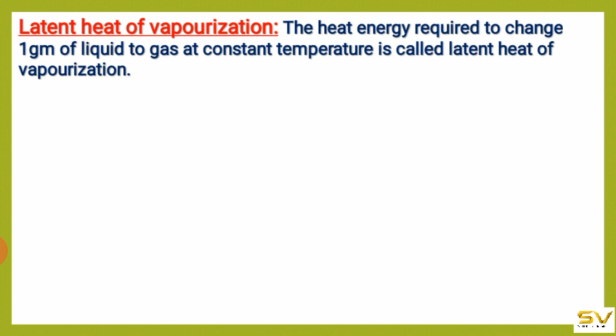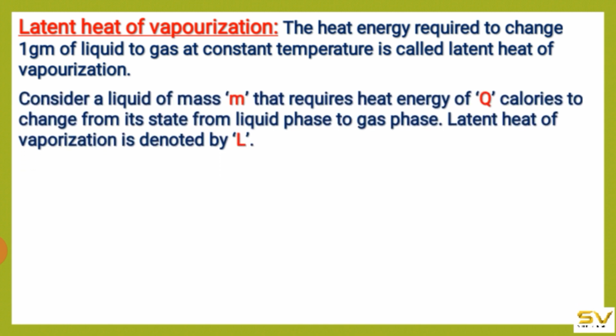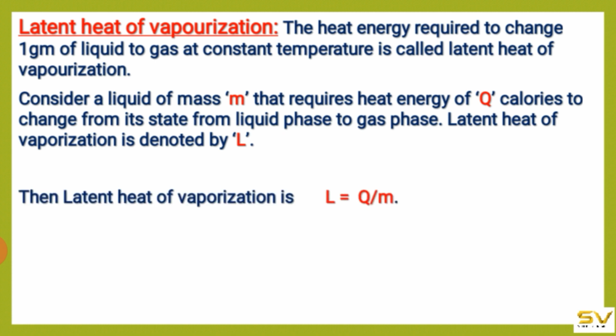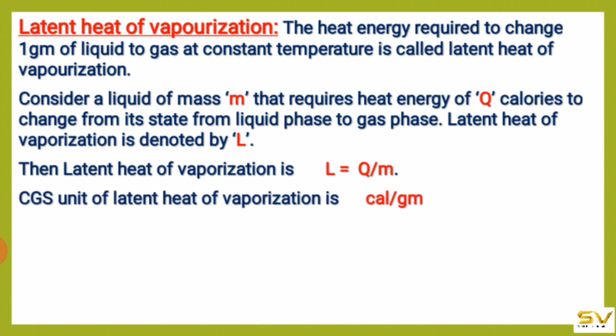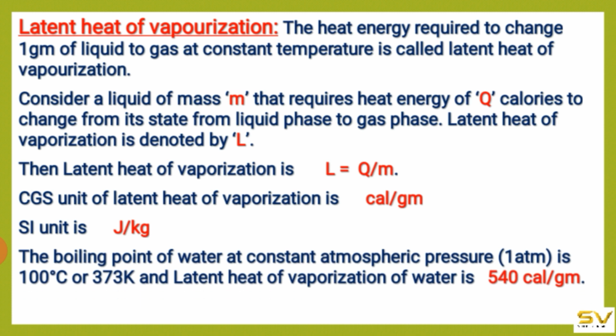Latent heat of vaporization. The heat energy required to change 1 gram of liquid to gas at constant temperature is called latent heat of vaporization. Consider a liquid of mass m that requires heat energy of Q calories to change from liquid phase to gas phase. Latent heat of vaporization is denoted by L. Then latent heat of vaporization is given by L = Q/m. Its CGS unit is calorie per gram and SI unit is joule per kilogram. The latent heat of vaporization of water is 540 calories per gram.